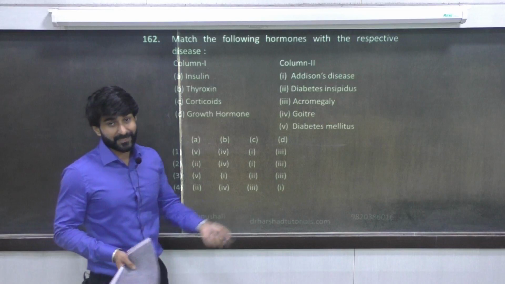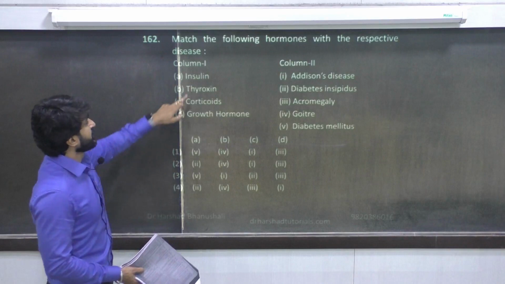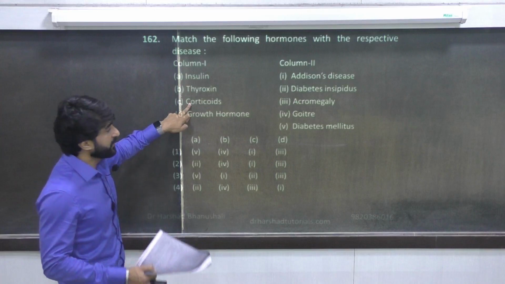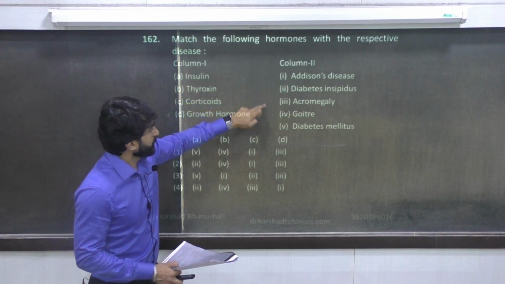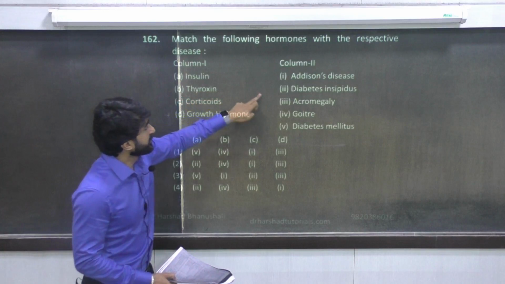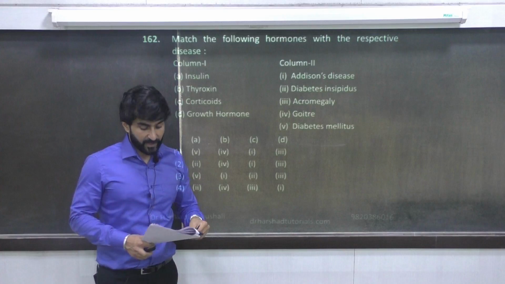162, match the column again. Not difficult, hormones with disorders. Insulin, the disorder, diabetes mellitus. Thyroxin, the disorder, goitre. Corticoids, adrenal gland, Addison's disease. Growth hormone is your pituitary disorder, acromegaly. So you have A with 5, B with 4, yeah, you have got this option. Option number 1. So for 162, our correct answer would be option number 1.